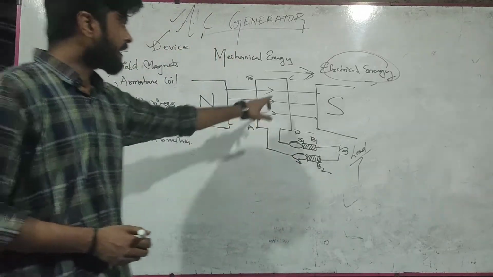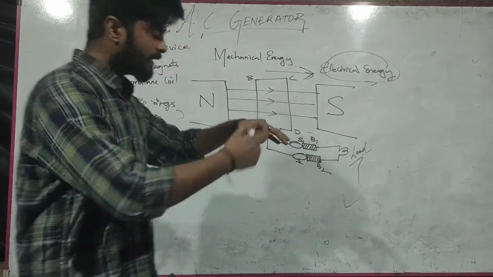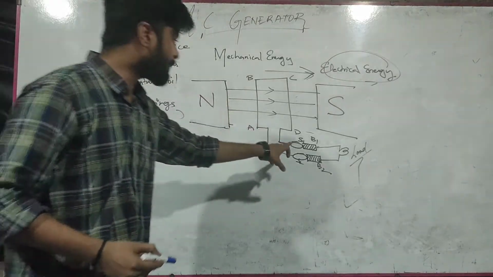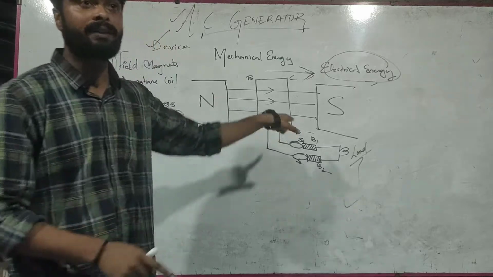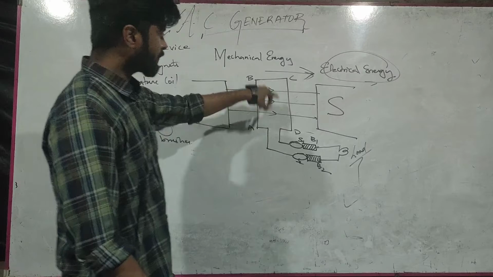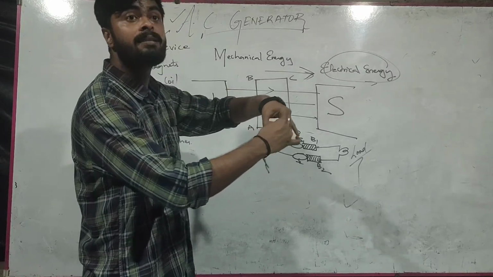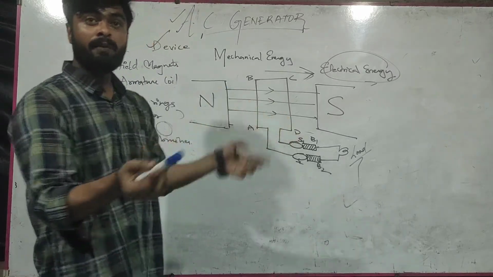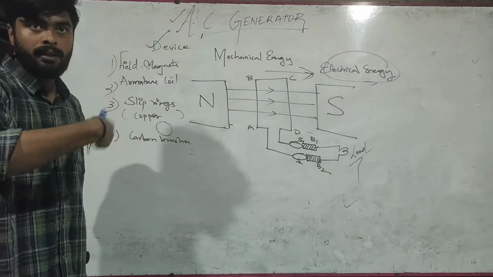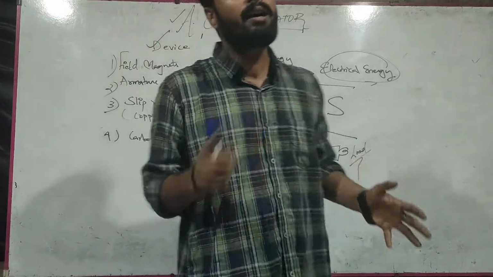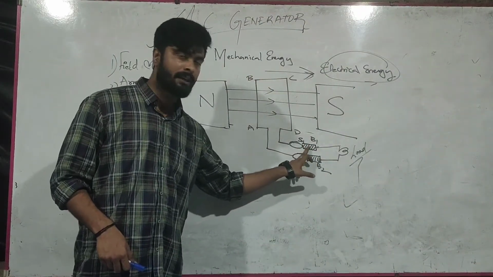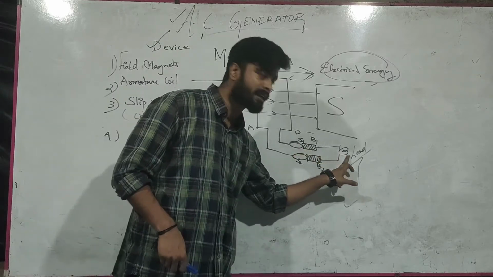What happens is that the ends of the wire of the armature coil rotate inside the slip ring. So the slip rings prevent the twisting of the wires of the armature coil, and therefore we use slip rings. The ends of the armature coil rotate in the slip rings, which prevents the twisting of these two wires while the armature coil rotates between the field magnets. And then you have a carbon brush which maintains contact between slip ring and the external load.